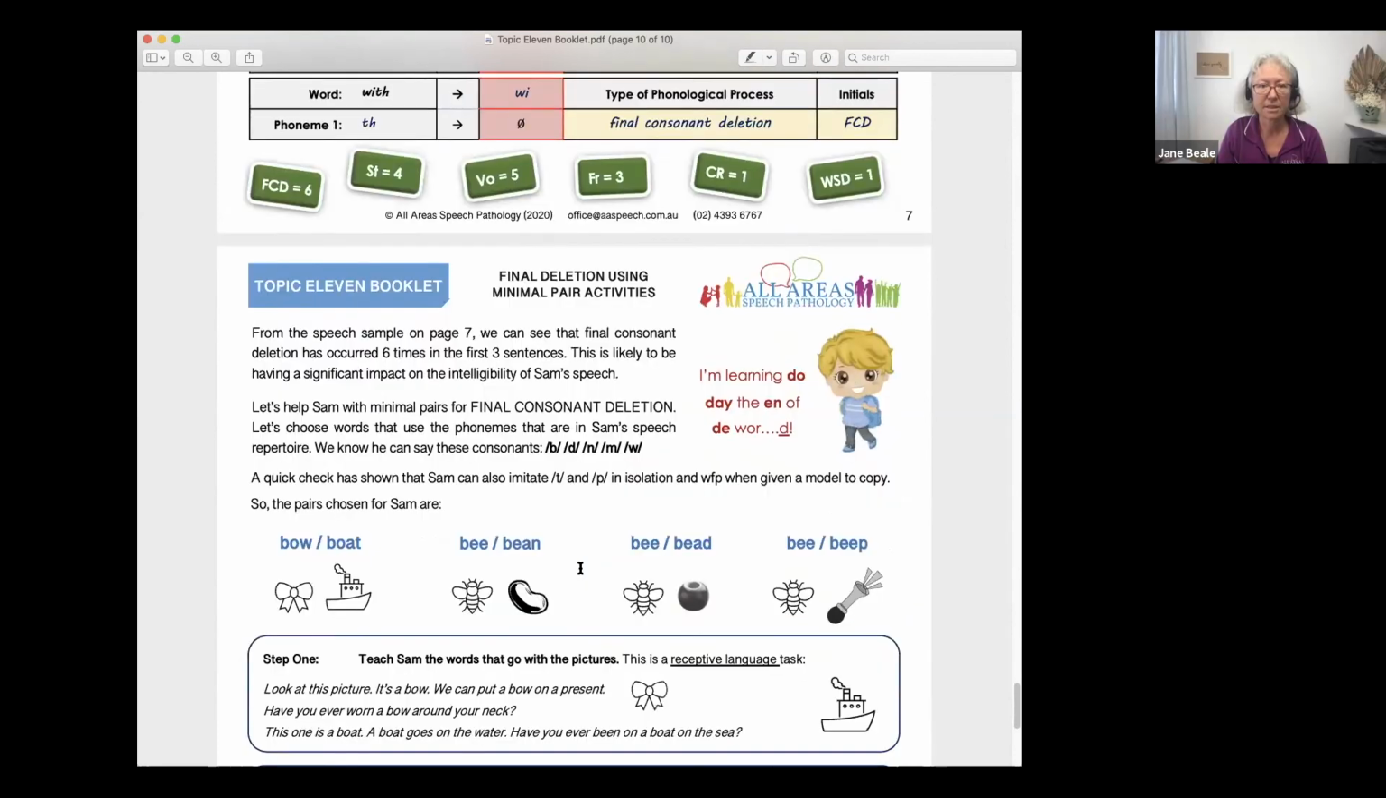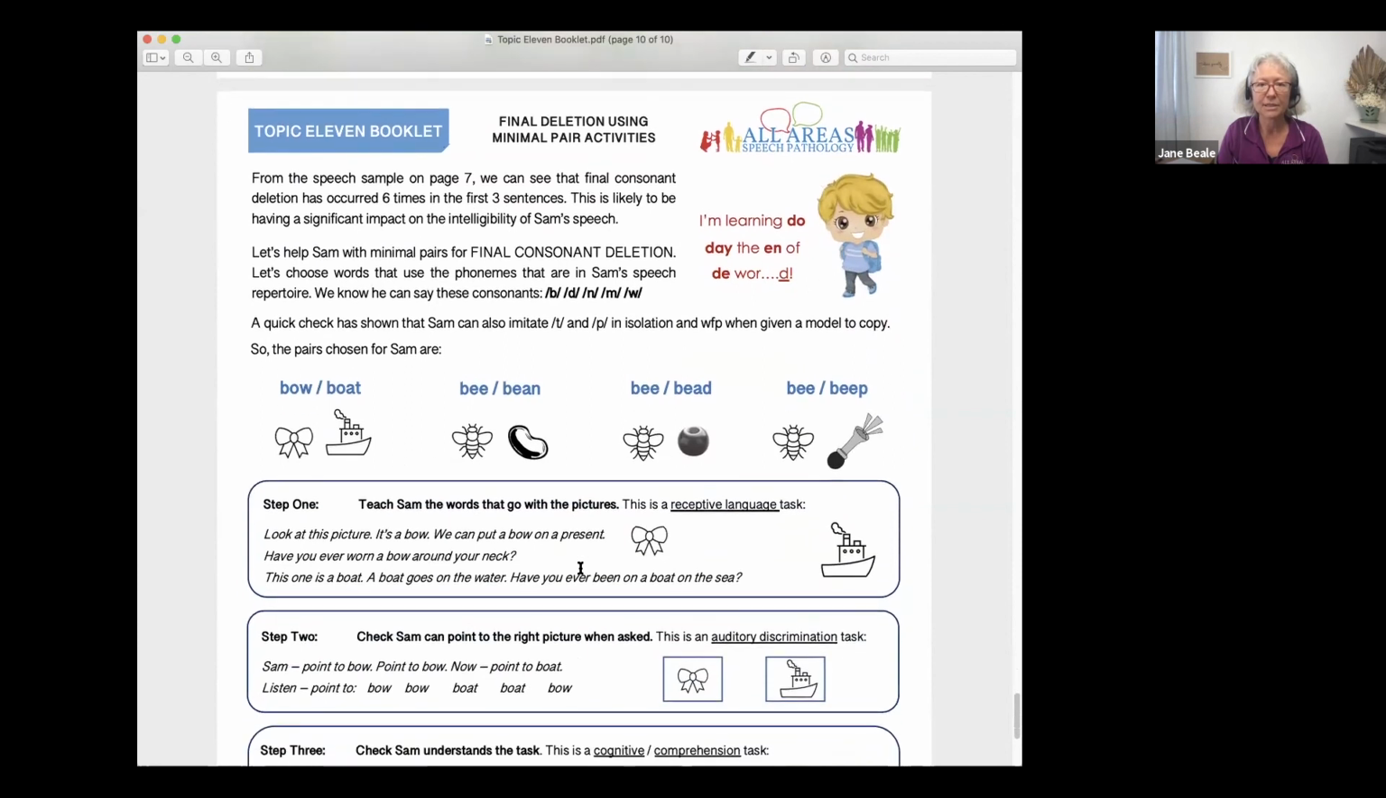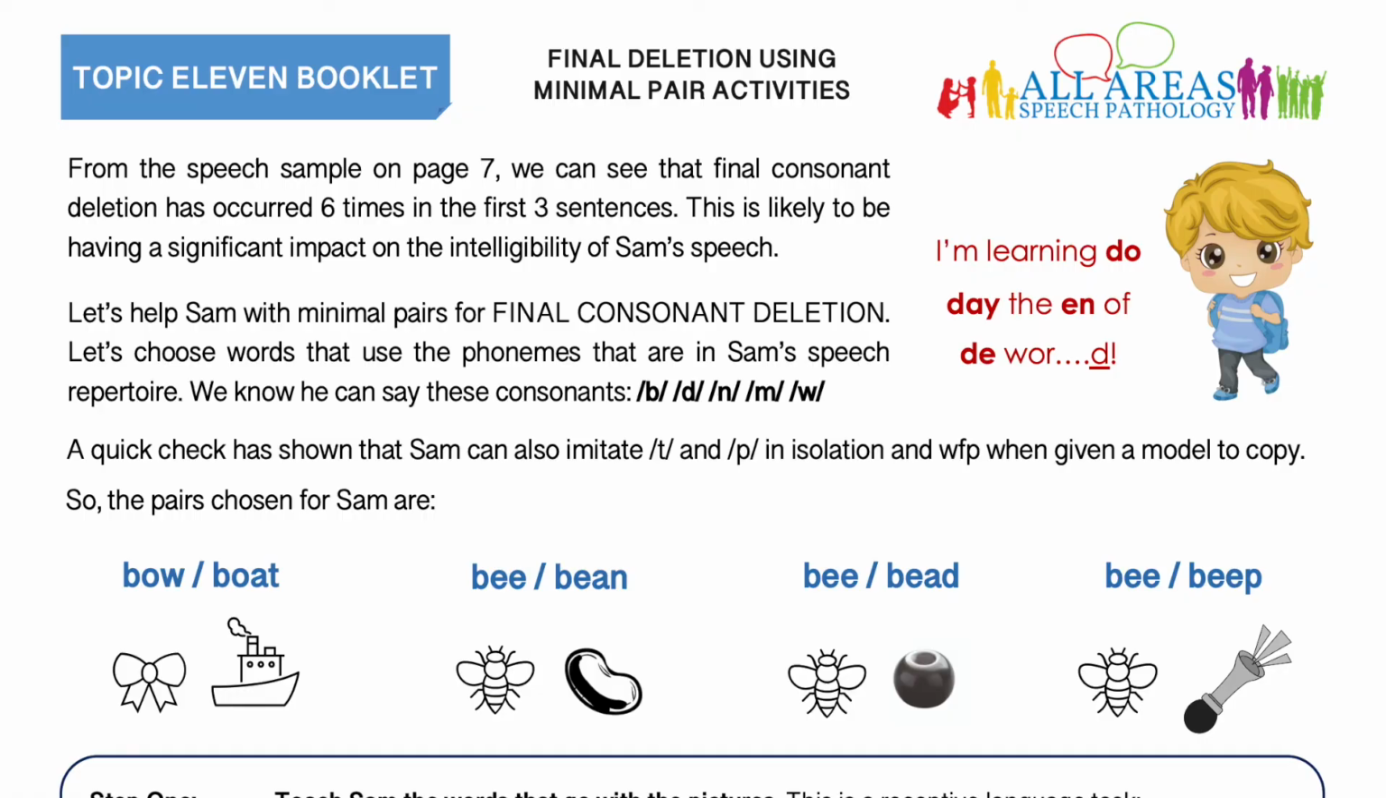Yeah, no worries. I've just put an example here for Sam because we chose final consonant deletion. So I'm sort of showing you what I would do. And then again, this might give you some ideas. So now Sam's feeling a bit happier. I'm learning today the N of the word, and he's got his D. And the little gap shows that's how we'd teach him. For word, he would have said were, and instead of teaching him word, we would go word, word. So the D stands out, word.